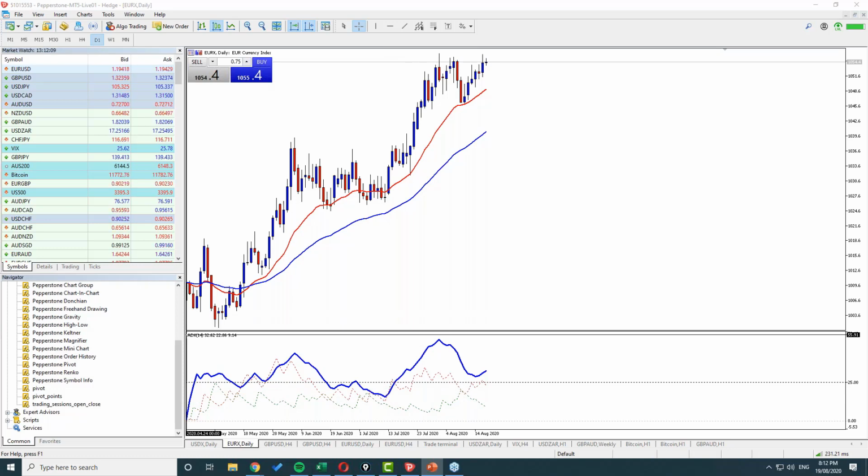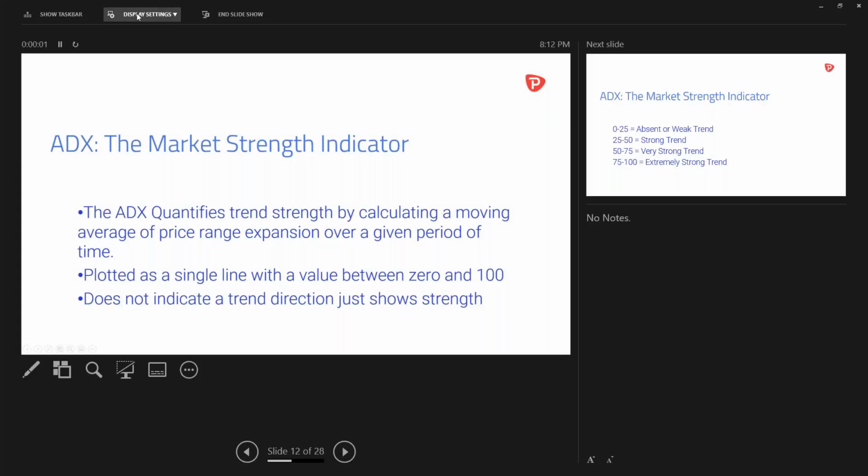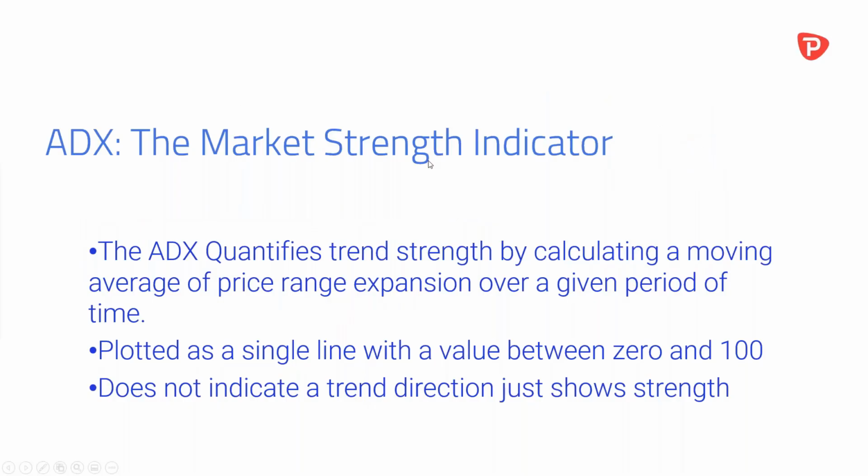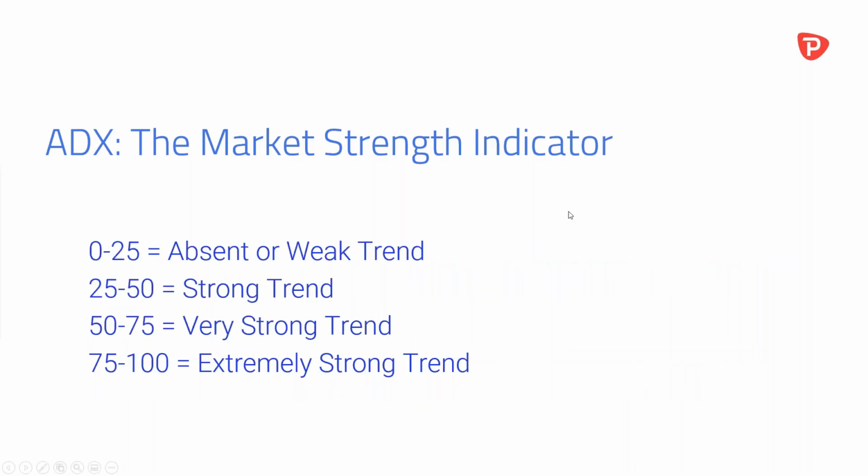We'll talk about ADX. And ADX really is just a quick visual representation showing us the strength or weakness in the market right now. And that's one of the things we're going to be looking at. So the ADX is a market strength indicator. Obviously, the ADX quantifies trend strength by calculating a moving average of price range expansion over a given period of time. It's plotted as a single line with a value between 0 and 100, and it does not indicate a trend direction. It just shows its strength.